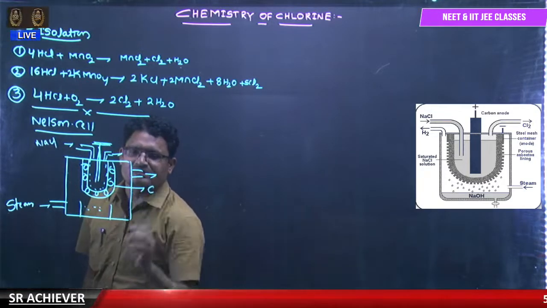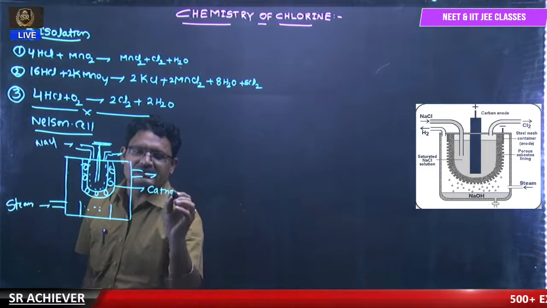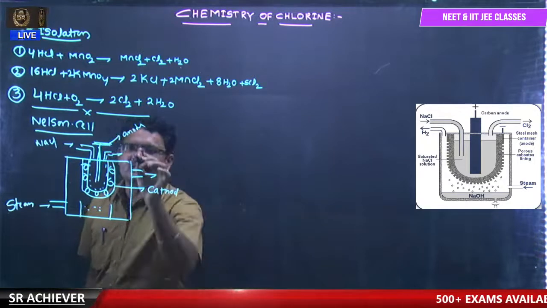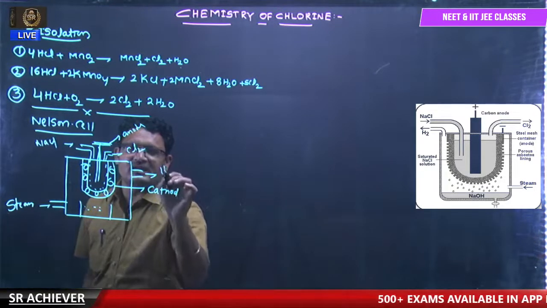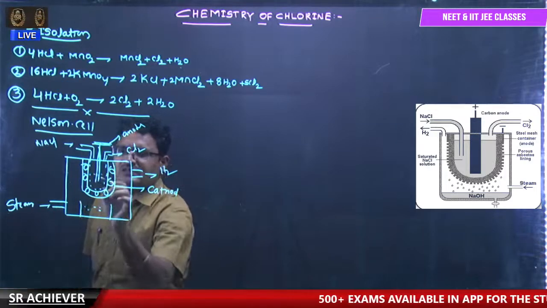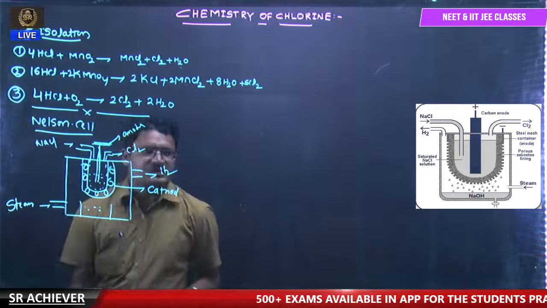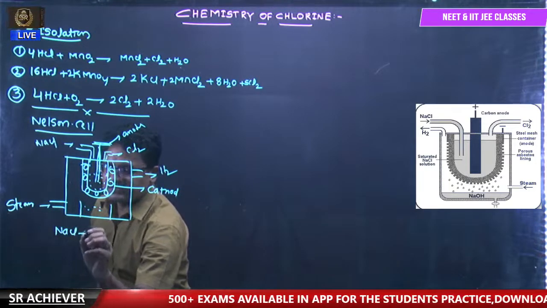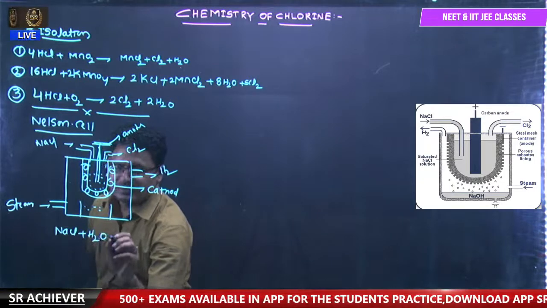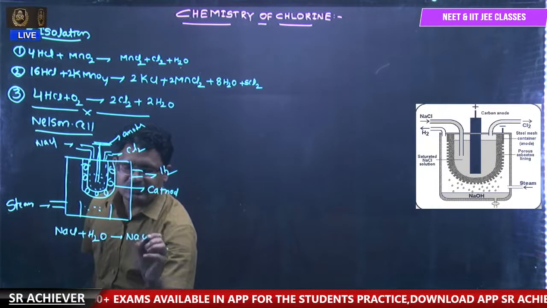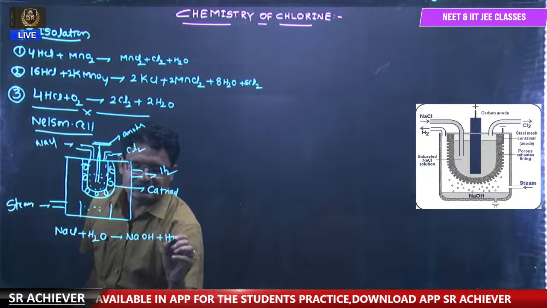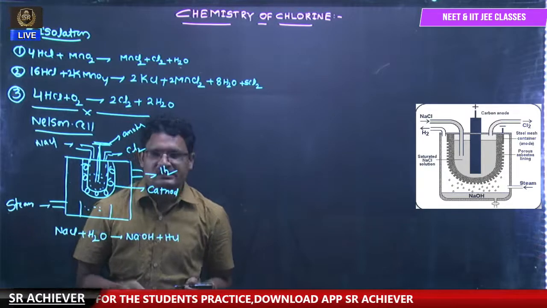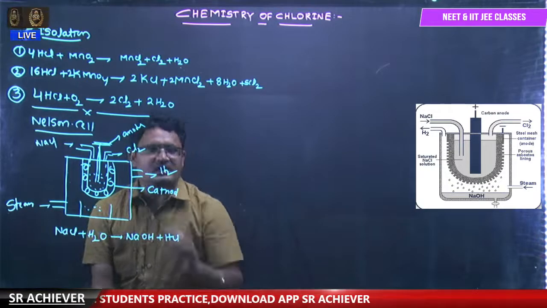This U-shaped tube acts as the cathode. The graphite rod acts as the anode. This is the chlorine outlet and here hydrogen is the outlet. In this process, when steam is sent in, the NaCl reacts with steam to give NaOH and HCl. Chlorine gas is liberated at the anode side and hydrogen gas is liberated at the cathode side. So this is the Nelson cell process.